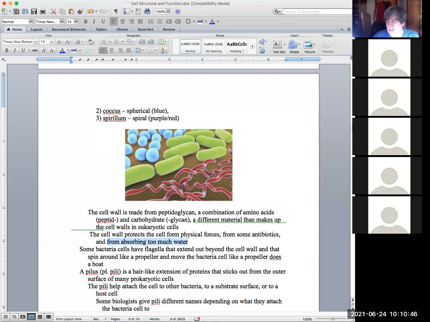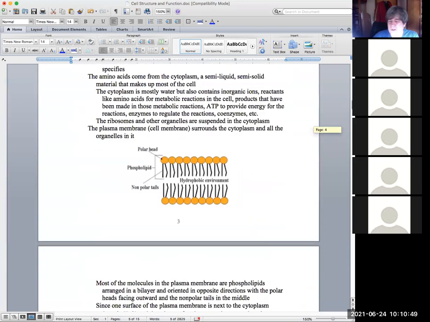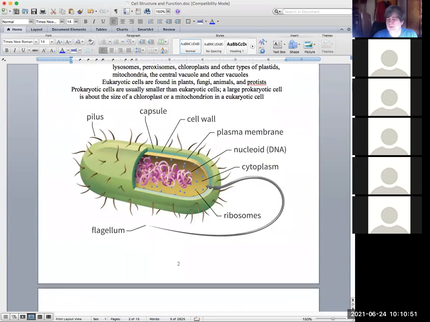Now, as we'll see later, human cells don't have a cell wall, so human cells can actually absorb so much water that they burst like a balloon.